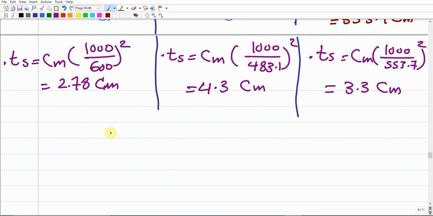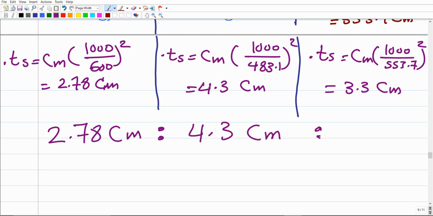if I ask you just to find the solidification time of the cube, which is 2.78 Cm, to the solidification time of the sphere, which is 4.3 Cm, to the solidification time of the cylinder, this is the cube, I'm sorry, this is the sphere, this is the cylinder, 3.3 Cm. Simply we can cancel the Cm with the Cm with the Cm, since they already have the same values.